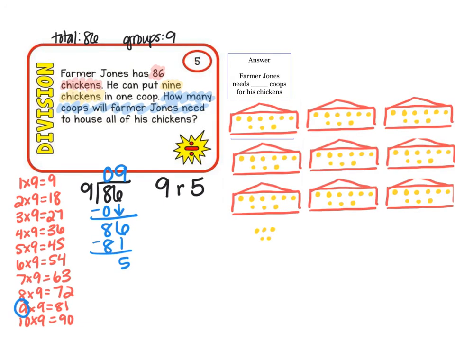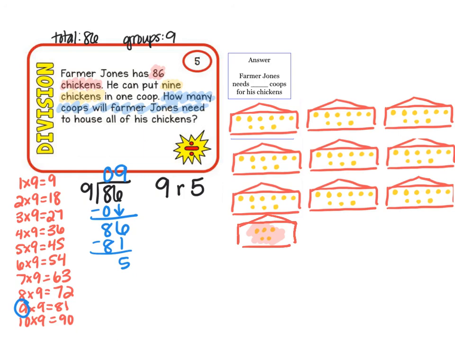Okay, so here in this picture, we have our 9 groups of 9 chickens all in their little coops. A coop is just like a house for chickens. But down here, we have these 5 little chickens left over. Well, if you leave a chicken outside overnight, it might get eaten by a fox, and that would not be great. So we need another coop to put these chickens in. Now, we could fit 4 more in there, but we don't have 4 more.